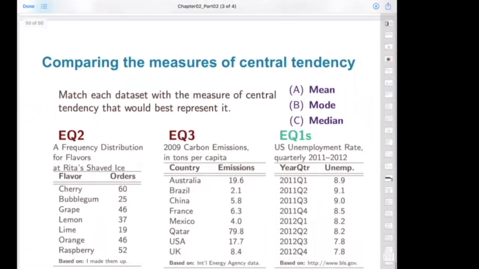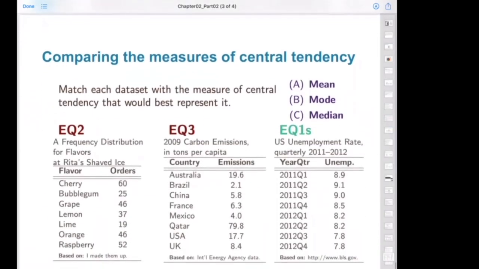Look at this one. This one is a very, very beautiful question, actually. Match each data set with the measure of central tendency. Of course, again, what are the measures of central tendency? Mean, median, and the mode. Don't forget them, okay? That would best represent it. So you have A is the mean, B is the mode, C is the median.